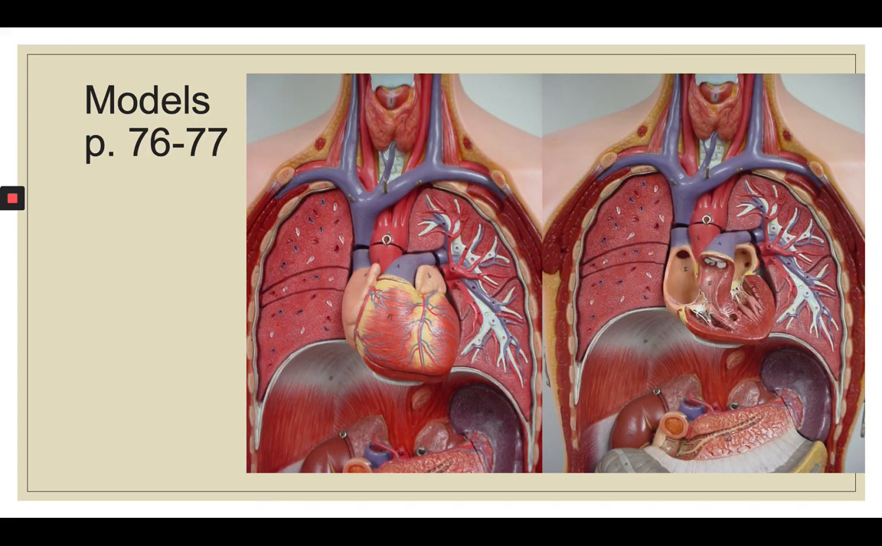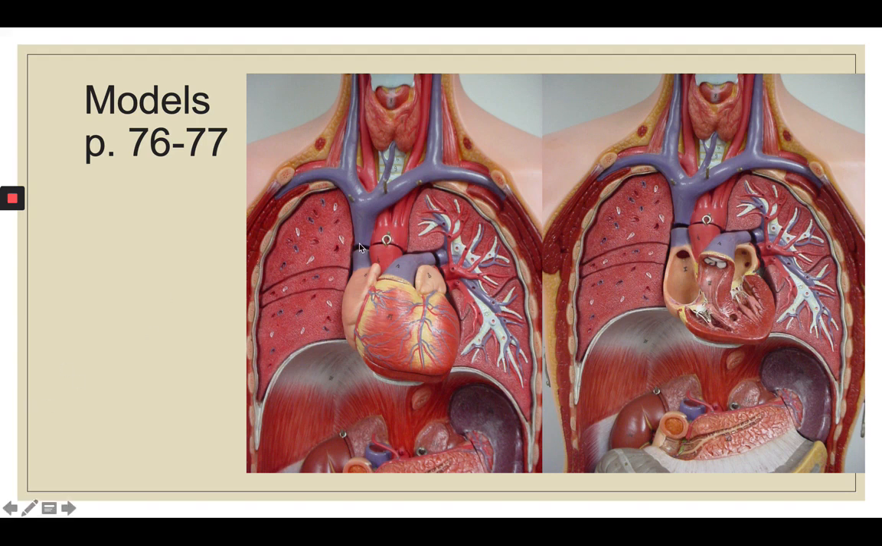Now, let's talk about the models on 76 and 77. You will need to fill these in as homework. Things I want you to focus on is the heart. And so here we have the outside and here we have the outside removed. So things to focus on, you can see the coronary arteries and veins supplying the blood. You can see these little kind of tan things are the atria. This is the ventricles. And I'll leave it up to you to label which is right or left. Just remember, it's the opposite of what you think.